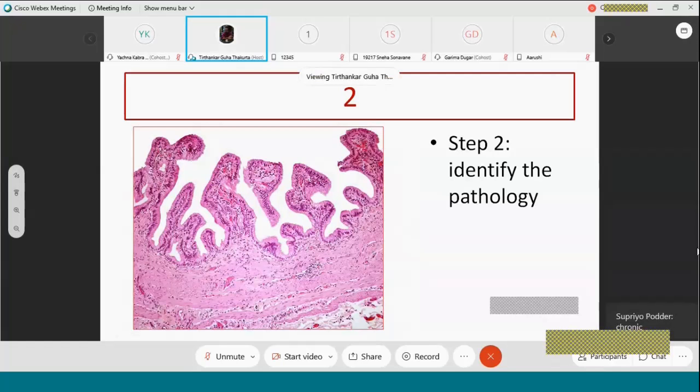Chronic. So what is the disease called? Chronic inflammation of gallbladder. This is chronic cholecystitis. And as I always tell you, you must know your syllabus. In your syllabus, the only disease from appendix is acute appendicitis. And the only disease from gallbladder is chronic cholecystitis. So if you can identify gallbladder, it has to be chronic cholecystitis.